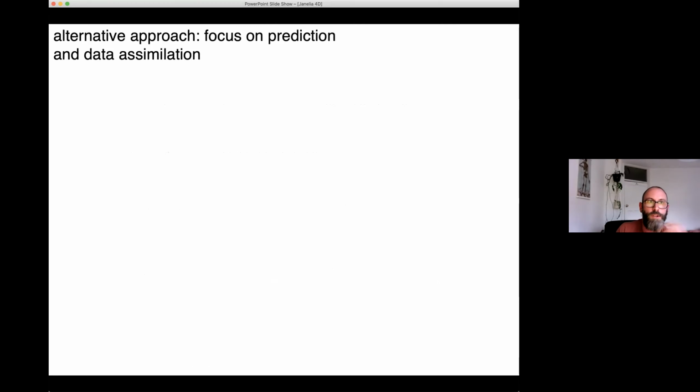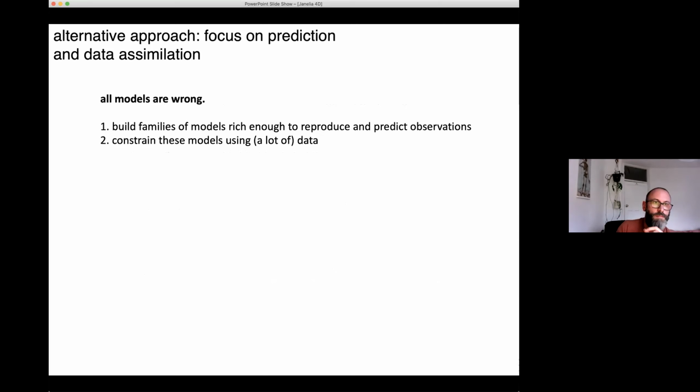So the alternative approach might look like this. Focus on prediction and data assimilation. So we accept that all models are wrong. We build families of models that are rich enough to reproduce and predict observations. And then we constrain these models using potentially a lot of data.